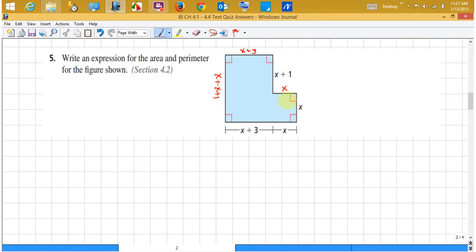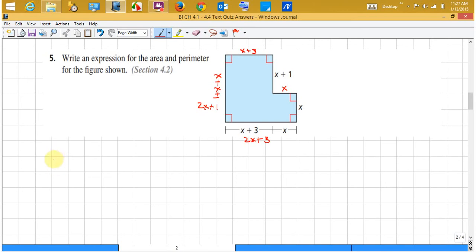And so I think we've got them all there, so let's simplify these a little bit. This piece here would be x plus 3 plus x, so that's 2x plus 3. Over on this side, I have x plus x, this will be 2x plus 1. So for the perimeter, I'm going to add all those sides together.